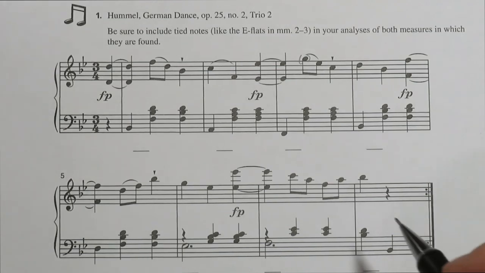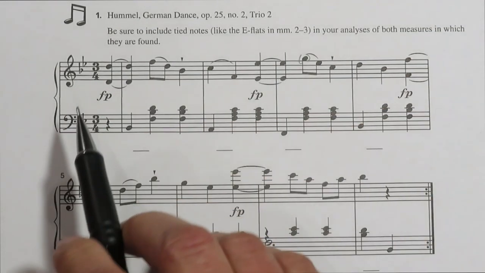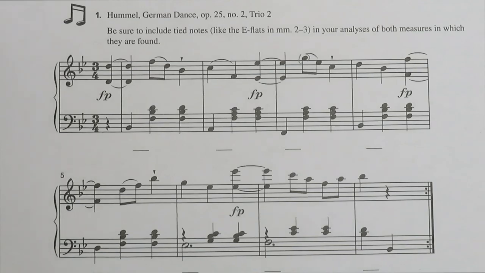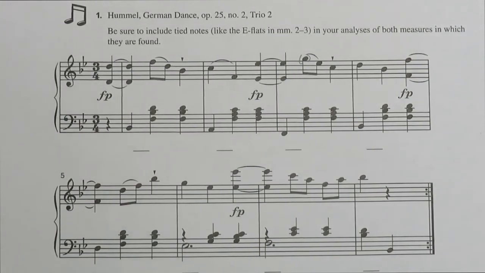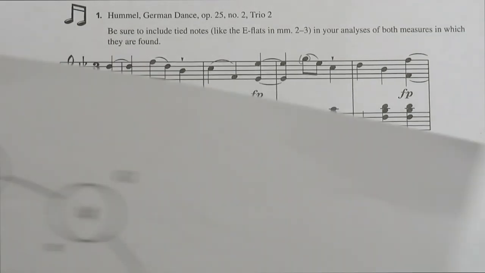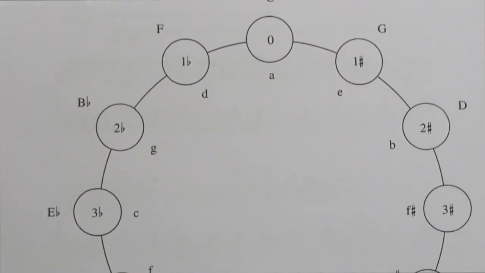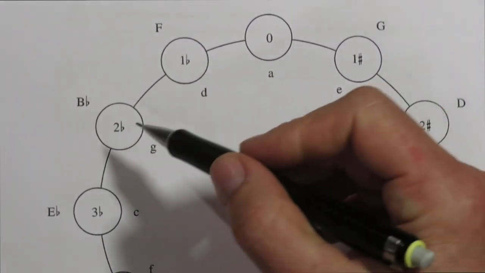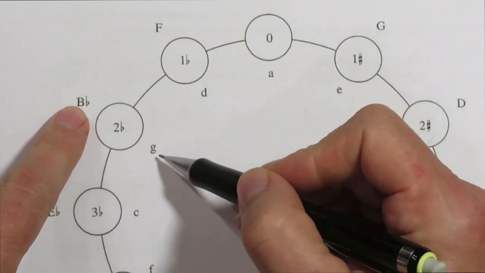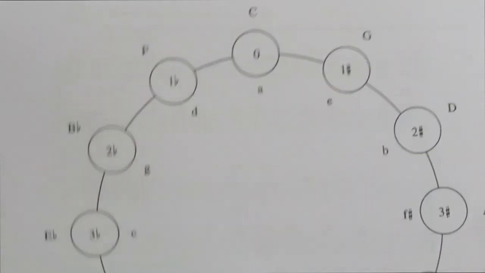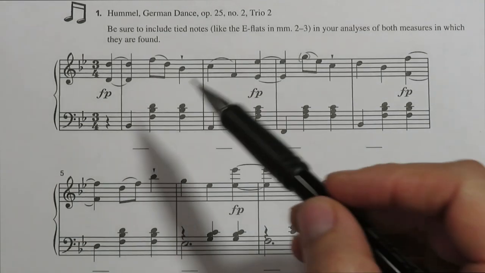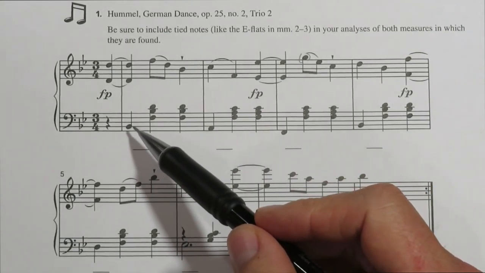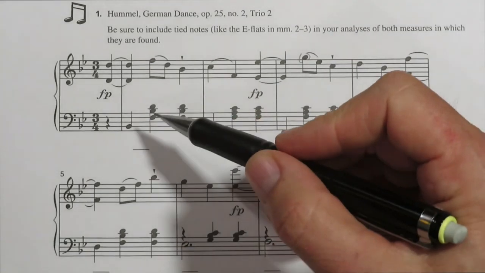Okay, so here we go. We have to determine the key. We have two flats. All right, so there are two choices. And you might already know those choices by now. All right, so two flats could either be B flat major or G minor. And if we look, it's starting on a B flat.